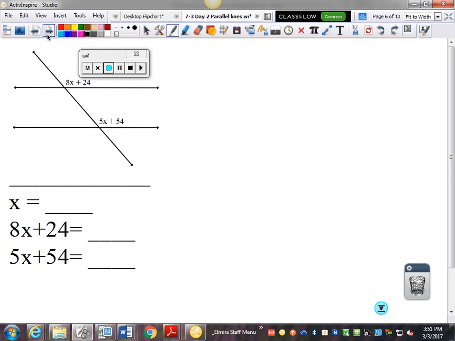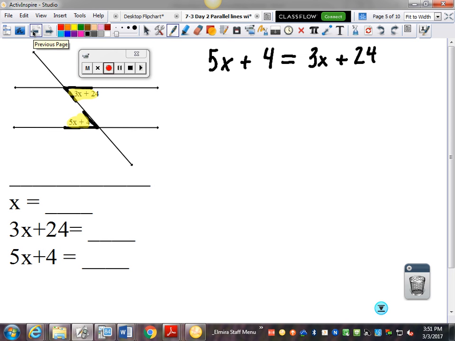Okay, the next one. 8x plus 24, that's, oh, I forgot. Okay, let's go back to vocabulary. Wait a second. 5x plus 4 and 3x plus 24, they are both inside the parallel lines. So this is alternate interior. Alternate interior.